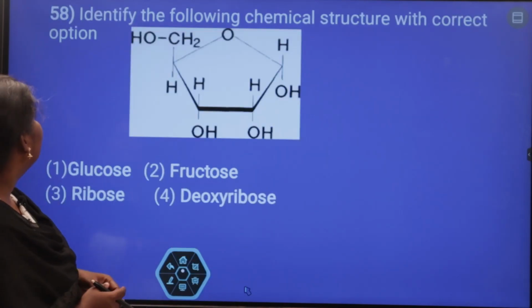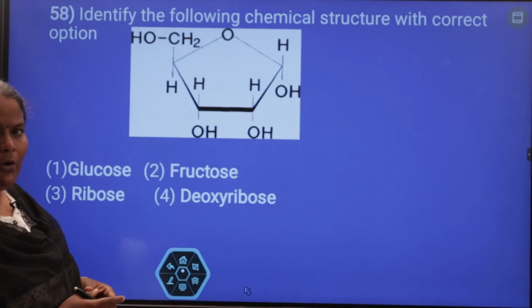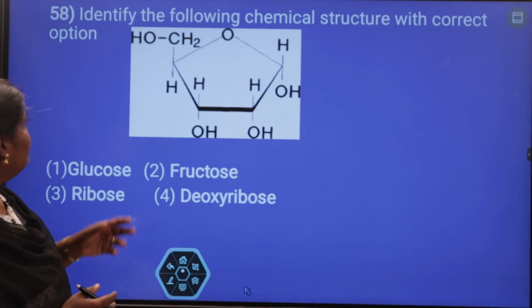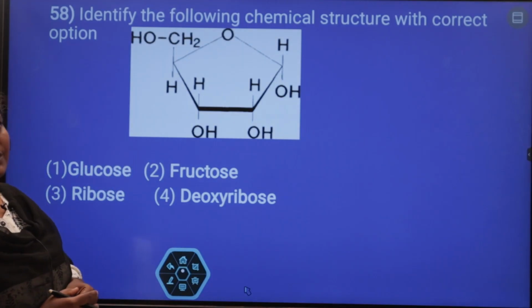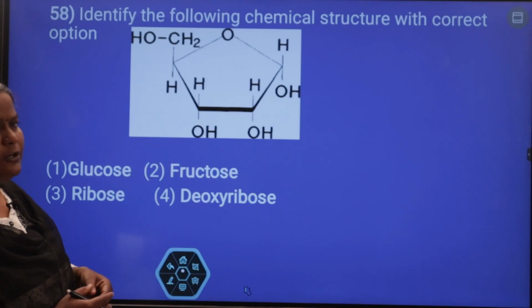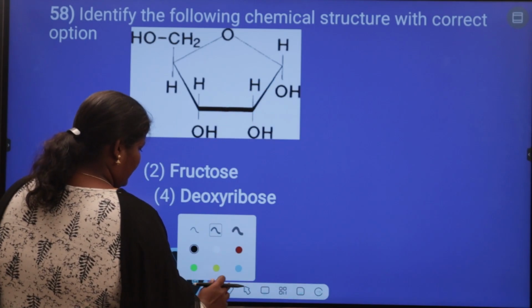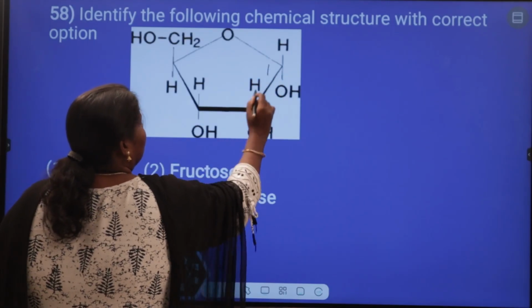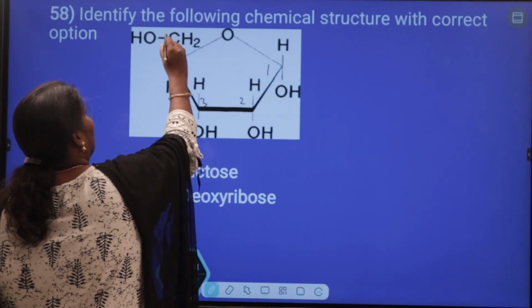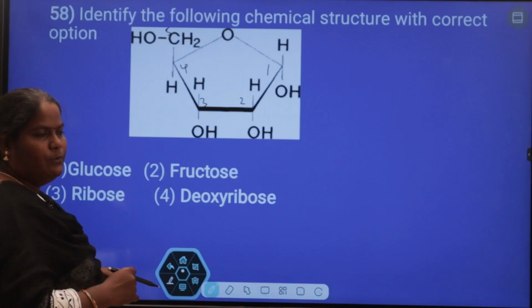Next 58, which belongs to the biomolecule chapter. Identify the given chemical structures. Basically it has a 5 carbon compound. Here 1, 2, 3, 4 and 5. So it's actually a pentose sugar.